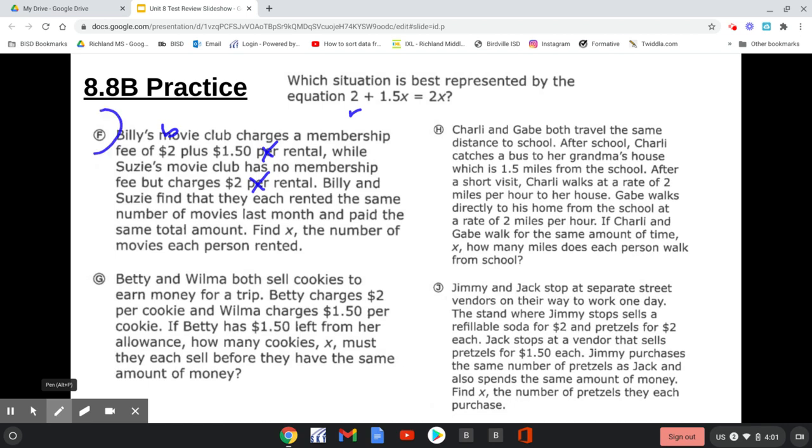And to save time, we're just going to go with this one because we have our B is 2 and it's $1.50 per, and that equals 2 per rental for the other club. Very nice.